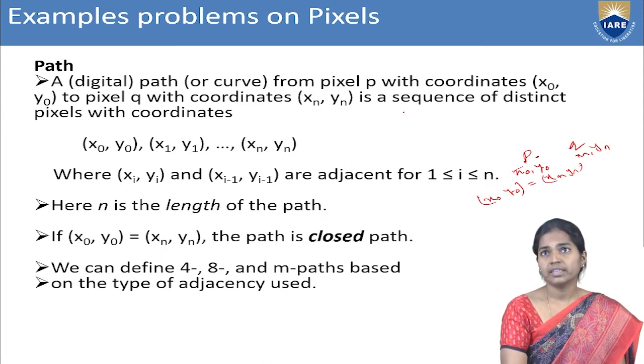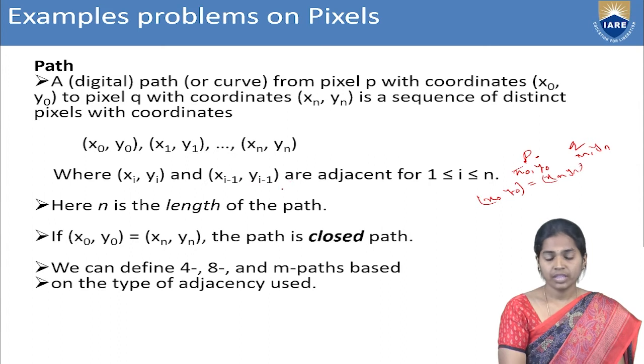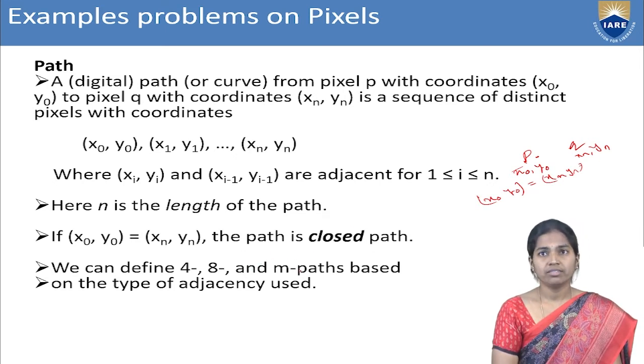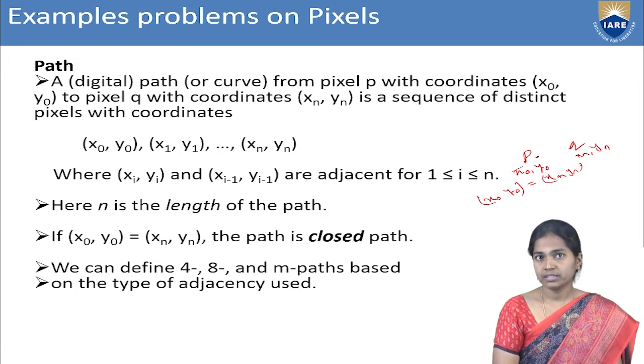So a path is a sequence of distinct pixels with coordinates x0, y0, x1, y1 up to xn, yn. Here the adjacent pixels are xi, yi and xi minus 1, yi minus 1. In this case, if x0, y0 equals xn, yn, both are equal, it is a closed path. So we can define 4, 8 and m path based on the type of adjacency used.